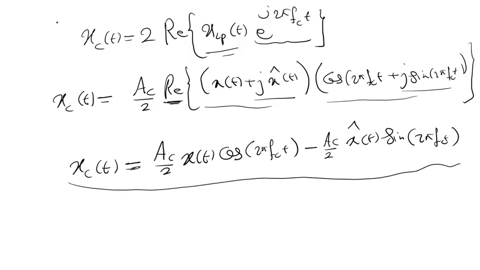This is the USSB signal. For LSSB, if you repeat the stages, you only have plus here instead of minus. In LSSB, you have plus here.